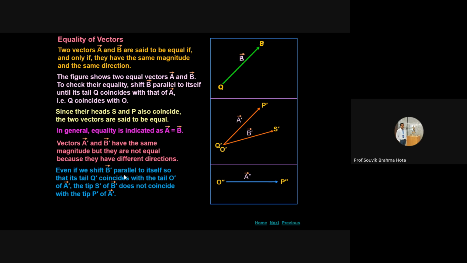Okay, now you see here O', O'' P'', this is the A'' vector, and here it is Q'' S''. Both of them having same direction, they are parallel to each other, but they are not having same magnitude. So what will happen if you overlap it? Still S' and P', S'' and P'' don't coincide, though O and Q'' coincide. So vector A', A'', B'' have same direction, but they are not equal because they have different magnitude. Few fundamental definitions in vector algebra.